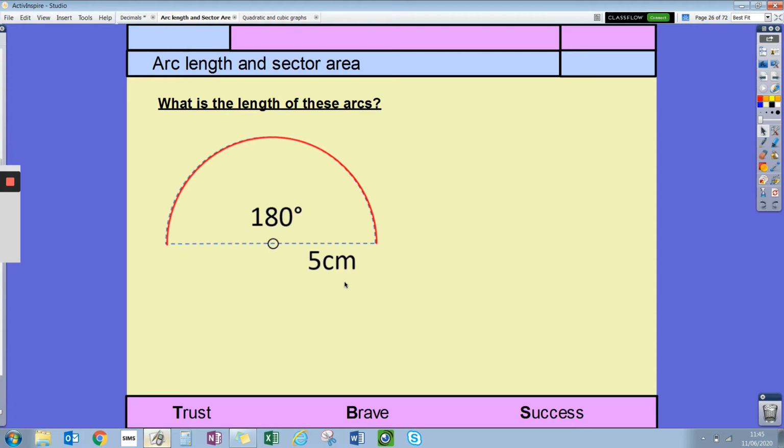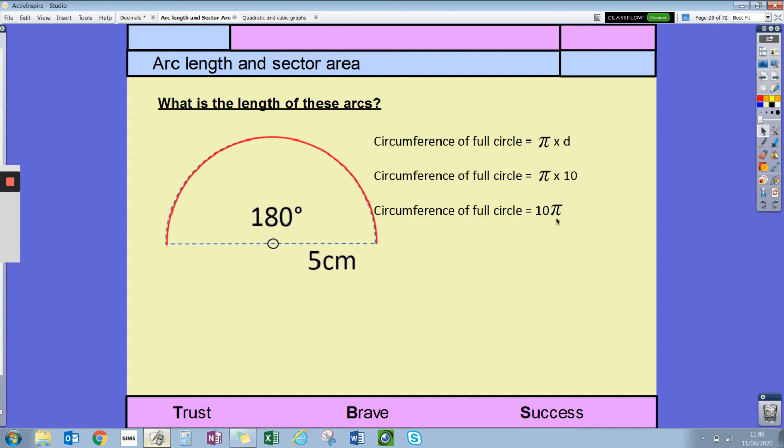Now we're going to move on to arc length. Because we're talking about an arc here, which is part of the circumference, we're not using the area formula now. We're going to be using the circumference formula, which is pi times the diameter. Here, this line is half of the full circumference, so we're going to find the circumference of the full circle. The diameter is 10, it's all the way across.